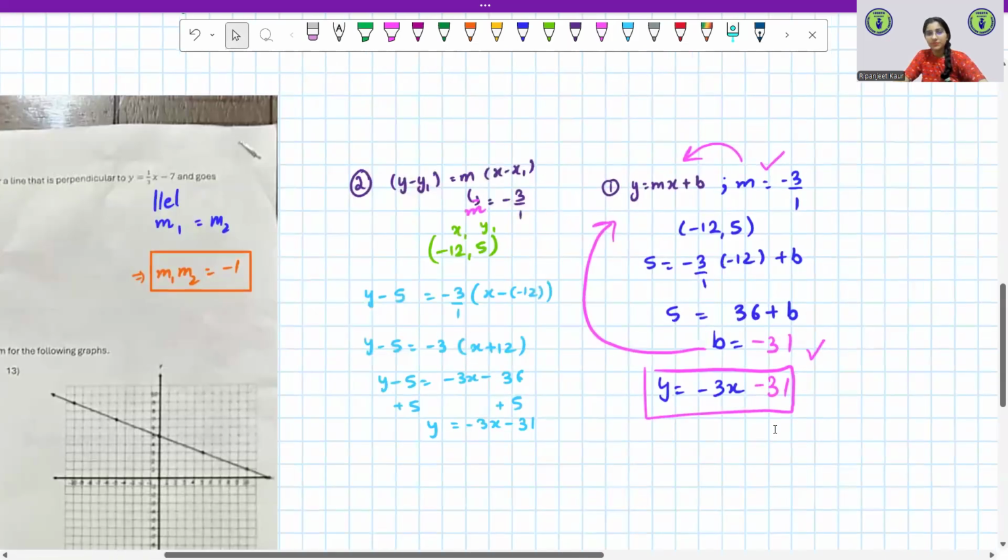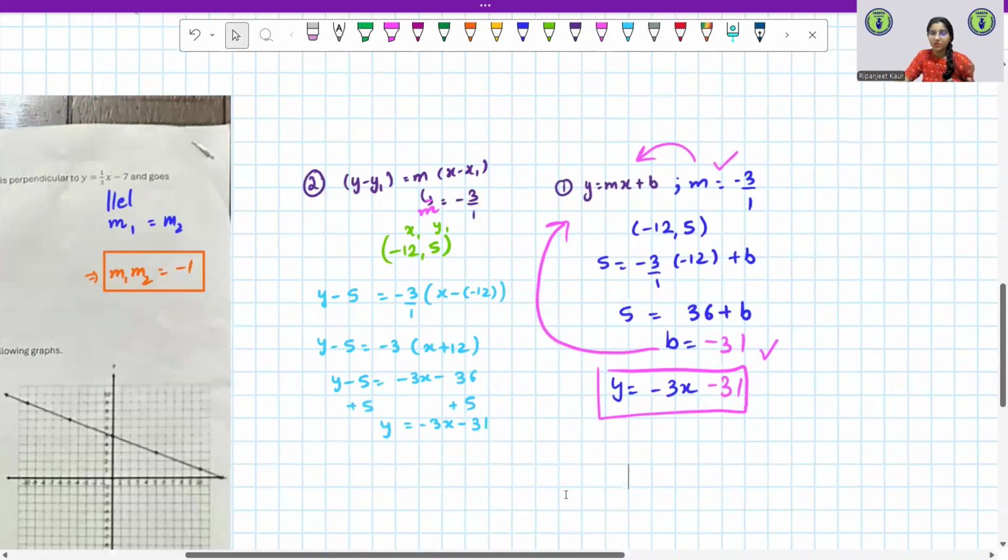Okay. Here, this is method one, method two, both in front of you. Whichever thing you find easy, you can make a note of that. Okay. When done, let me know. Okay.